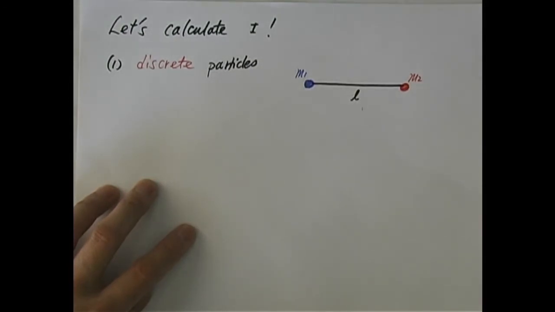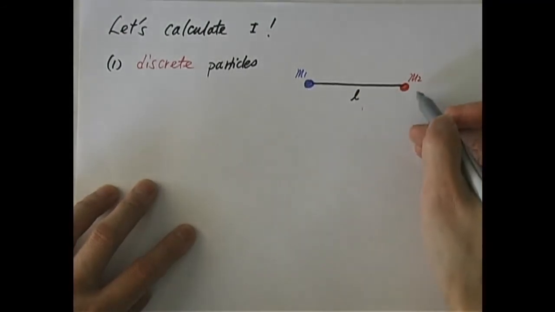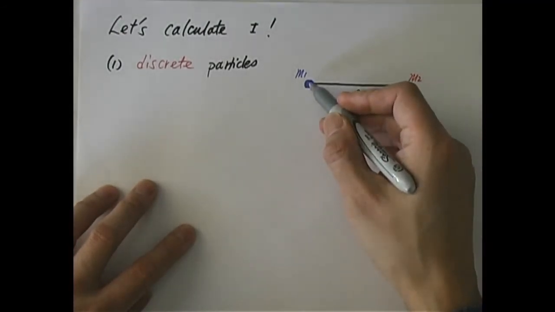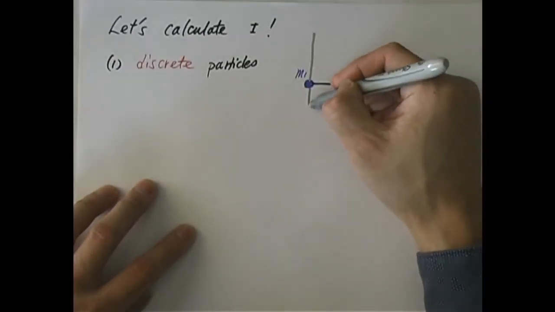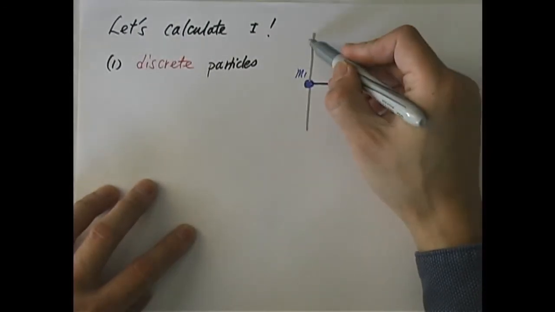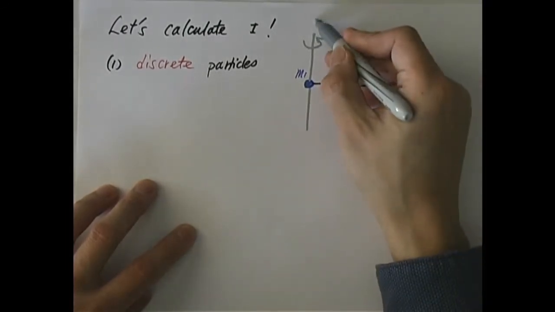Again, I have to choose an axis. Without the axis, I don't know what I is. For example, let me choose an axis perpendicular to the line connecting these two, and it also passes through one of the masses, m1. So here is my first axis like this. Suppose I rotate this object about this axis. Let's call it axis 1.